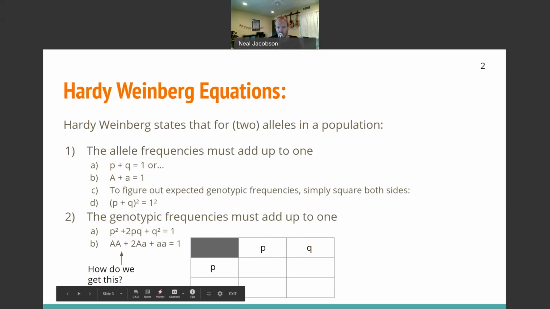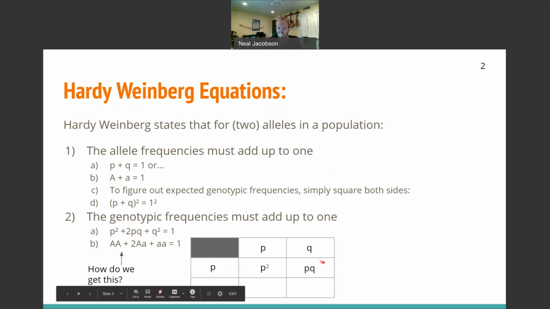So the probability that you get a homozygous dominant genotype is just the probability of pulling out a p allele from that population. And the probability of pulling that p allele out of that population is the frequency at which that p appears in a population. Okay, so that's p squared. That's how we get p squared.